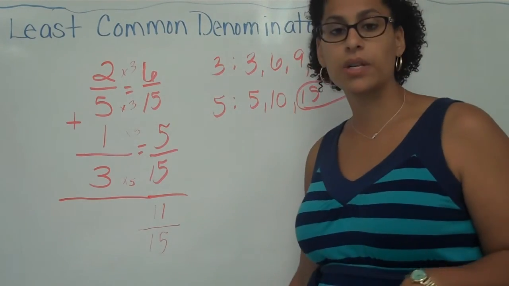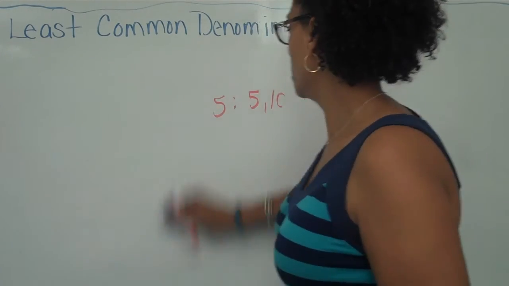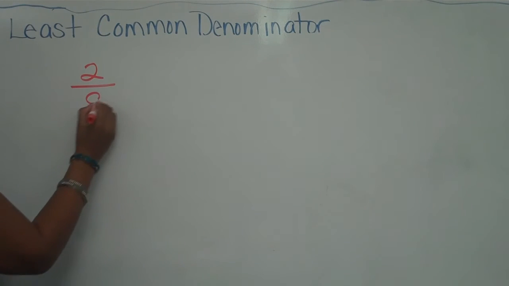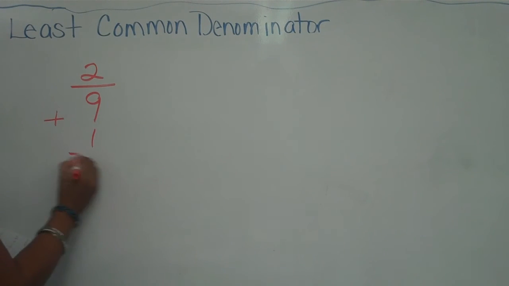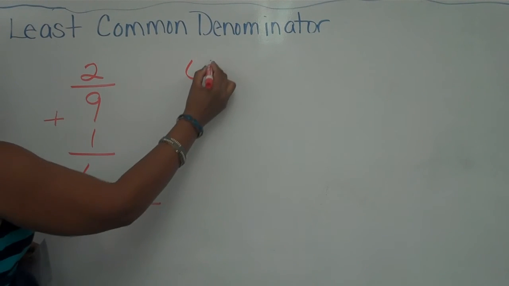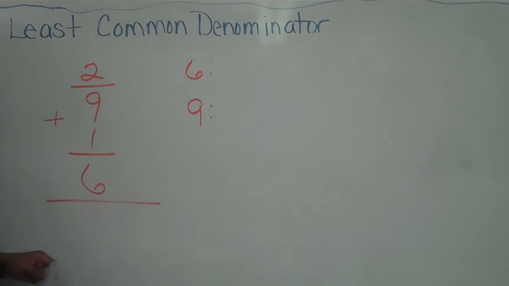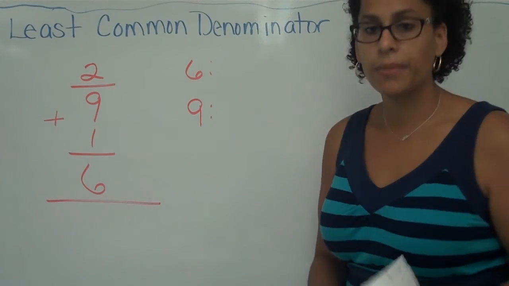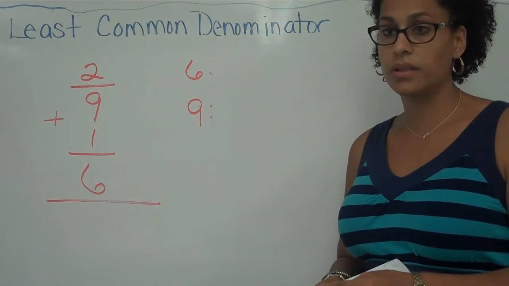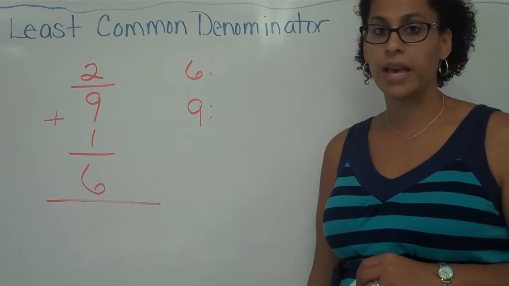All right, the next one you guys are going to do on your own. Get it all set up for you. Let's do 2/9 plus 1/6. Okay? And again, my smallest denominator digit is 6. The biggest is 9. So go ahead and copy that down. Pause the video. I'll be looking for all of the notes plus this equation here and the subtraction equation that we did.